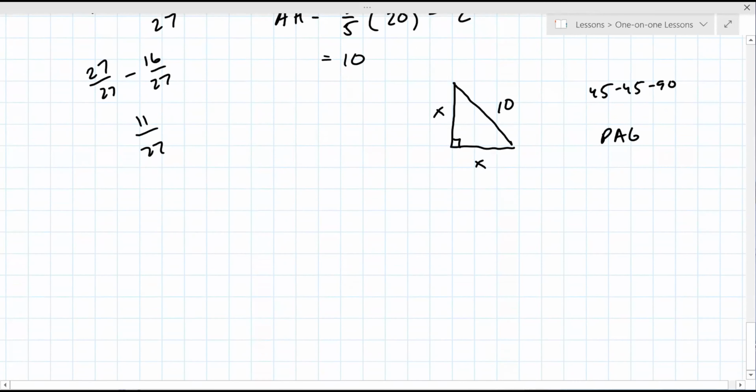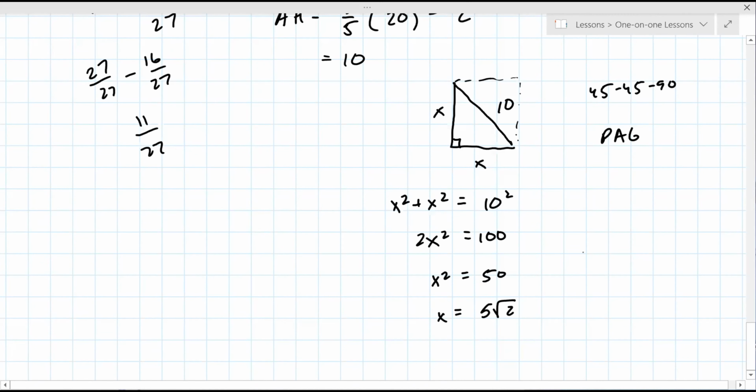Well, you know the Pythagorean theorem. x squared plus x squared equals 10 squared. That's 2x squared equals 100. x squared equals 50. And then again, this is a little bit fast, but x equals 5 root 2. The reason you need that is because the perimeter of your square is 4 times x, since it's the same all the way around. So yours is 4 times 5 root 2.